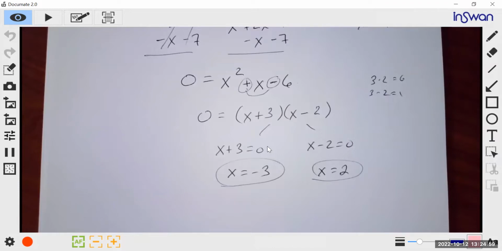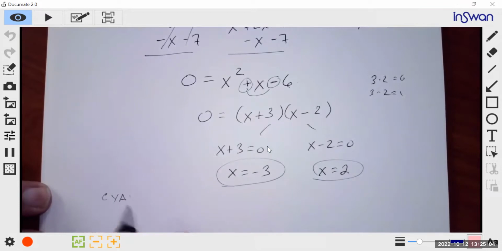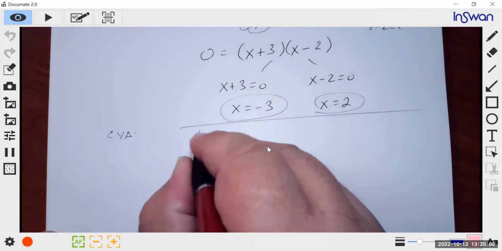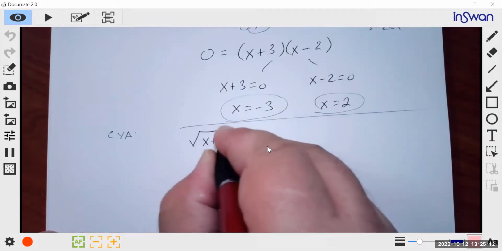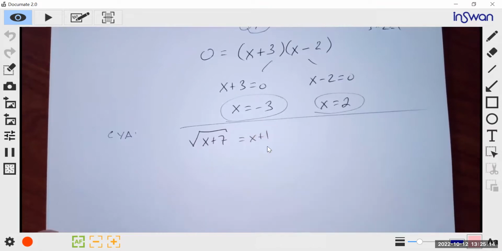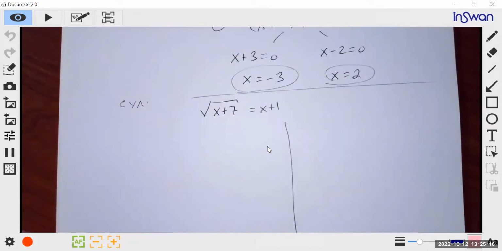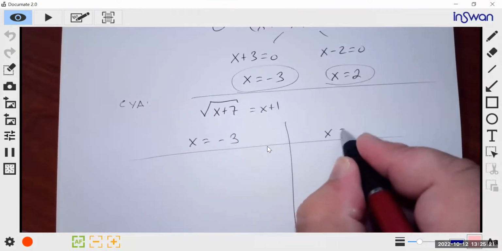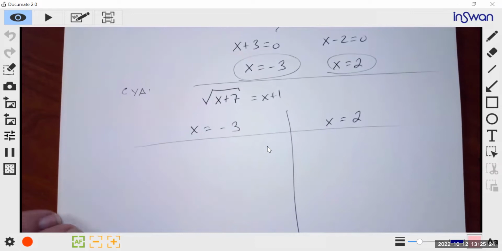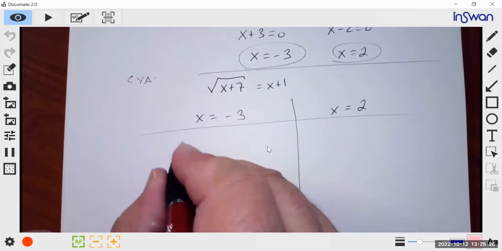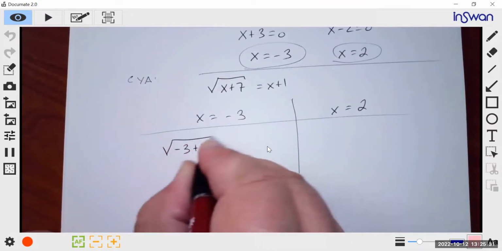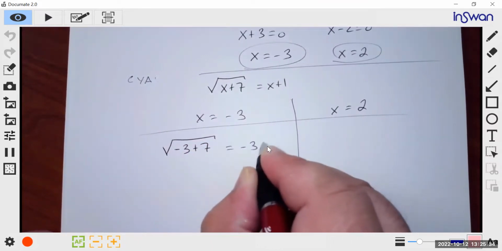Those are our answers? We're always going to check them. I mean, they could be, I don't know. So our equation was the square root of x plus 7 equals x plus 1. Let's look at it both ways. X equals negative 3, x equals 2. So we have the square root of negative 3 plus 7 equals negative 3 plus 1.